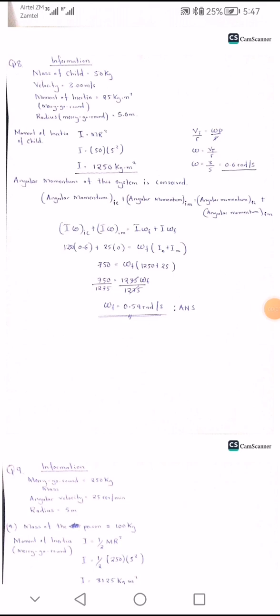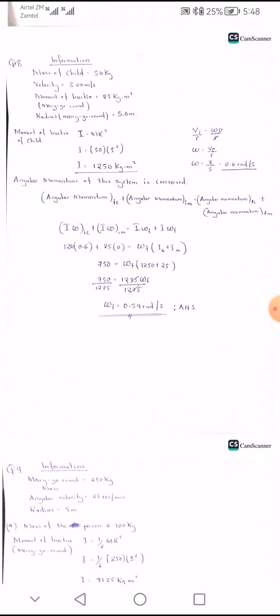Okay, so this is question number 8 of tutorial sheet 7 and how it should be solved. First of all, I'll read out question 8 and then solve it. You can refer to your question number 8 in case you don't have the data that I'm looking at here.